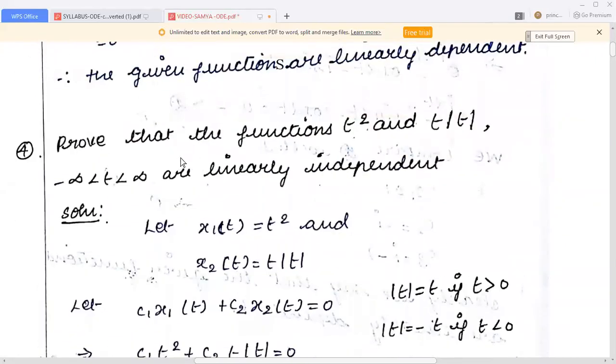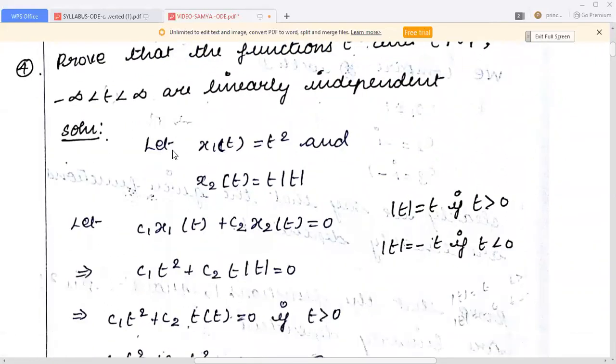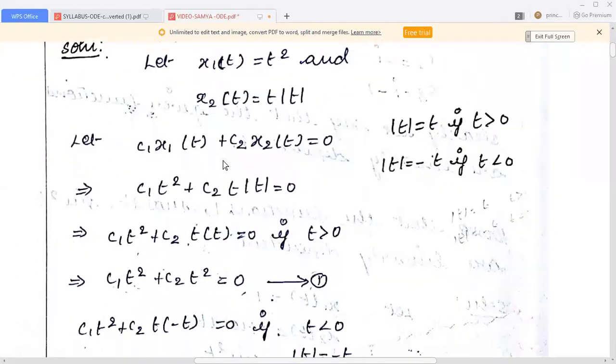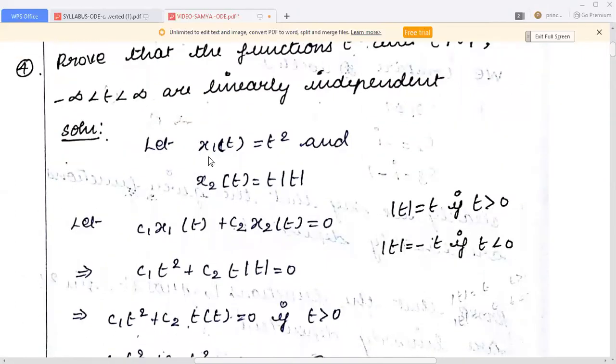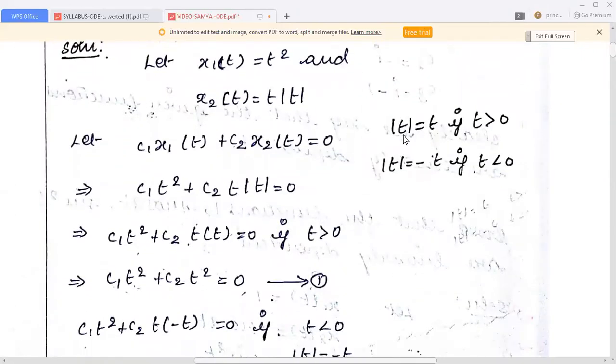Right, next problem, problem number 4. Prove that the functions t square and t into modulus of t defined in the interval minus infinity to plus infinity are linearly independent. Now we write the solution. First, you take the given functions as x1 of t and x2 of t. So x1 of t equal to t square, x2 of t equal to t into modulus of t. The modulus of t can be written like this. That is, modulus of t equal to t if t is greater than 0, and modulus of t equal to minus t if t is less than 0. So this concept is applied here.